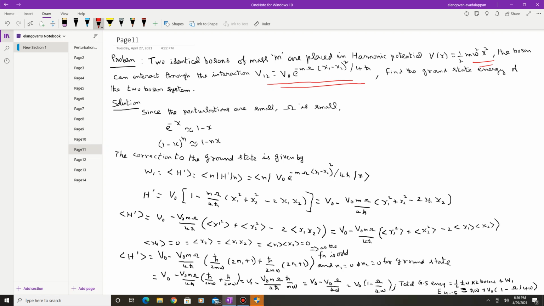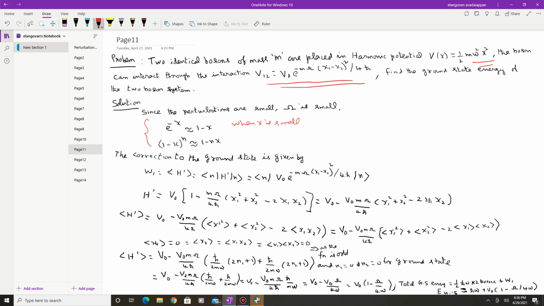So now here we are using this one. e^(-x) can be expanded because x is small. When x is small, you can write this as 1 minus x, and (1 minus x) to the power n will be 1 minus nx. This will be used for the following discussions, so we write down this result.